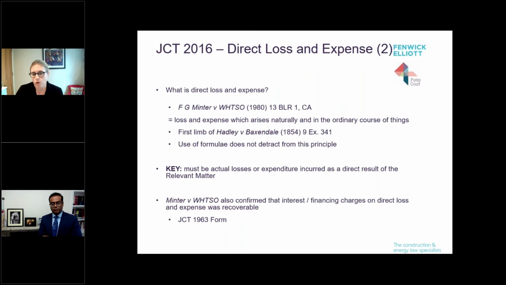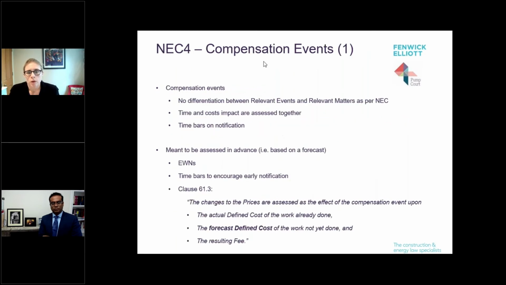And formulae are primarily for quantification rather than proving causation, but we'll come back to the use of formulae and how you might want to think about that or not later on. And then just confirming that interest and financing charges on direct loss and expense are recoverable, as confirmed in that particular case. So moving on to the NEC, which as we all know is a very different beast to the JCT.